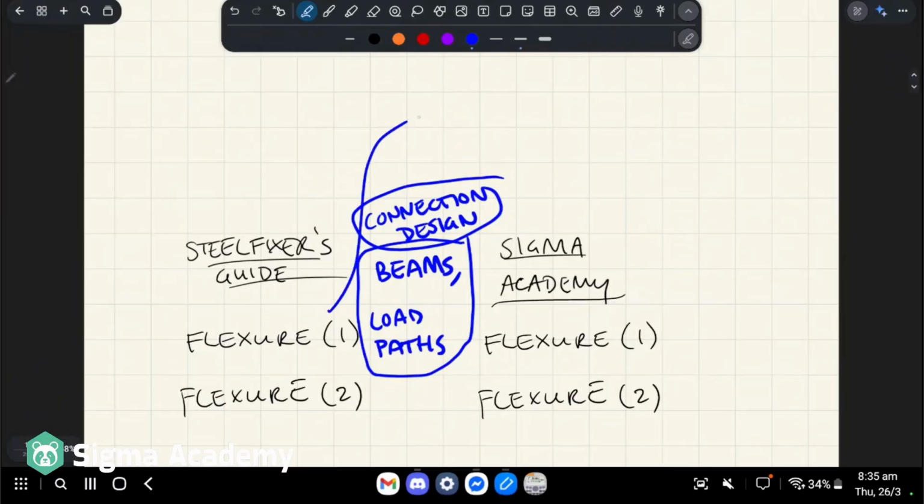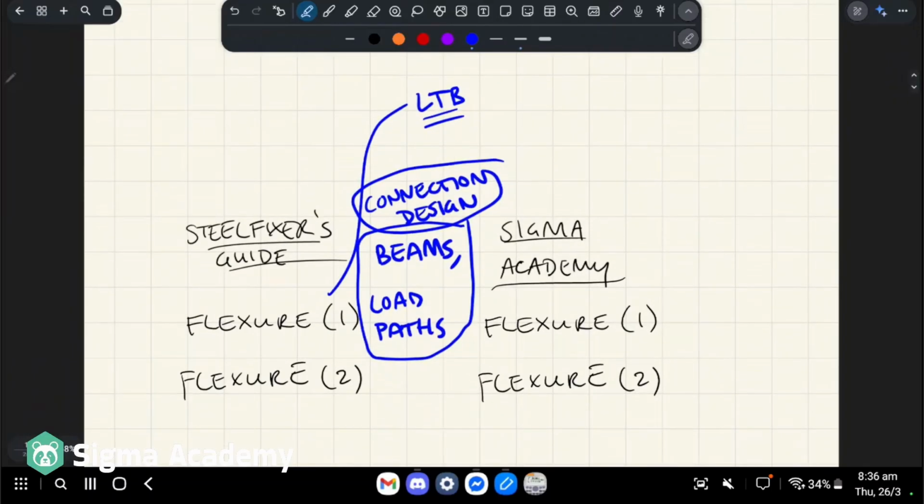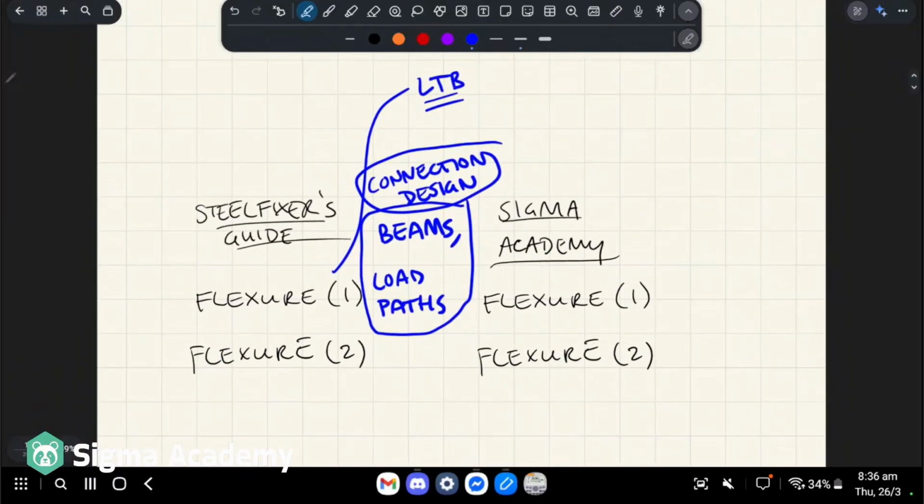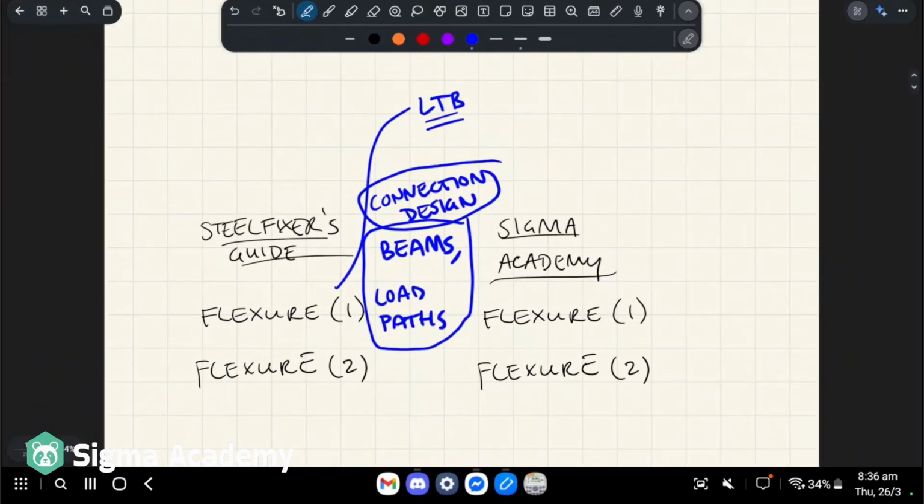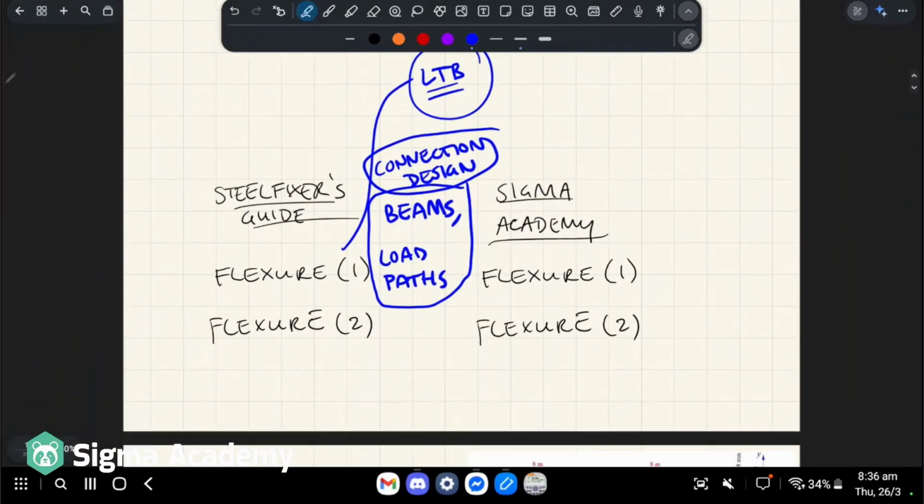And I also, in that video, introduced the concept of lateral torsional buckling through physical demonstration. So if you haven't seen that, I'd highly recommend you check out at least that portion of the video, because that's a very important concept.